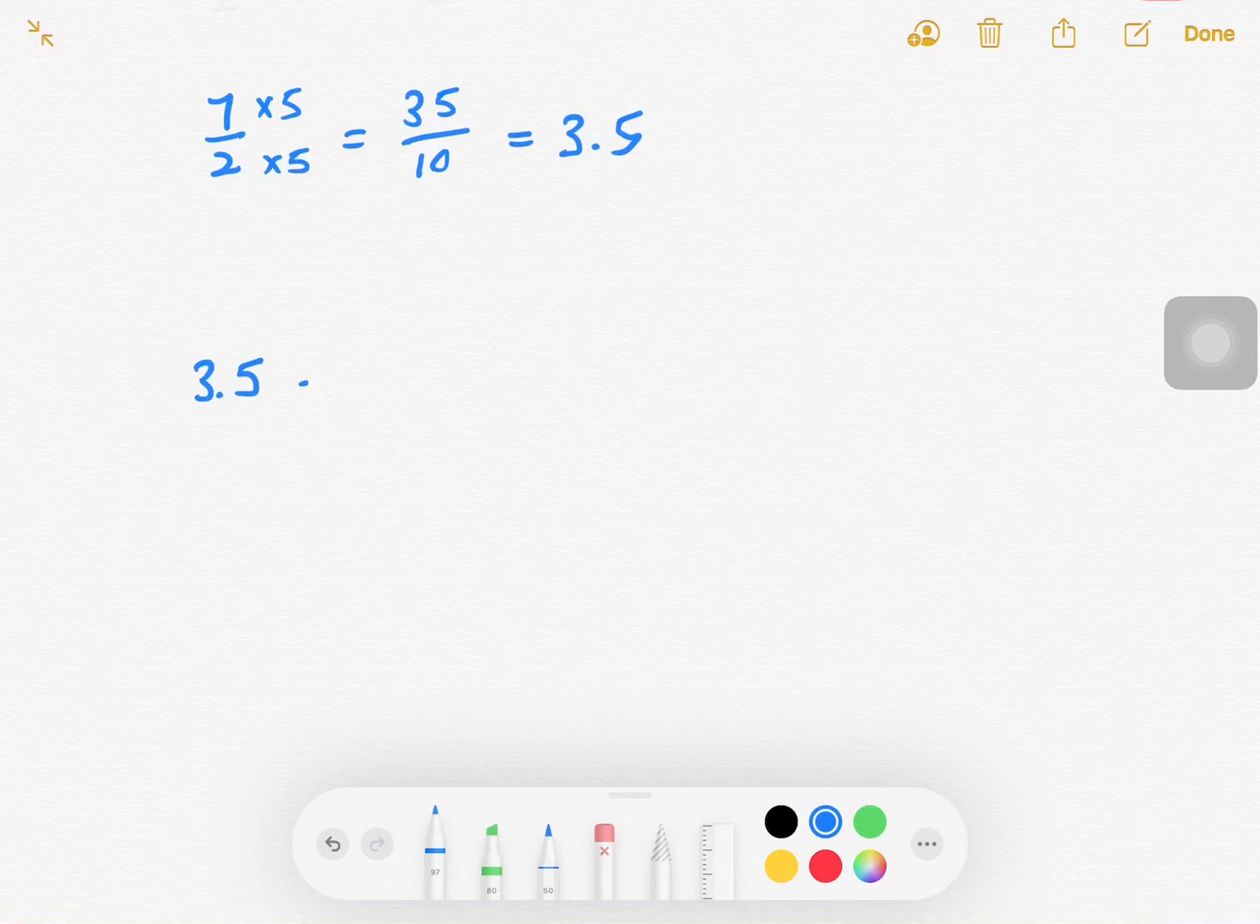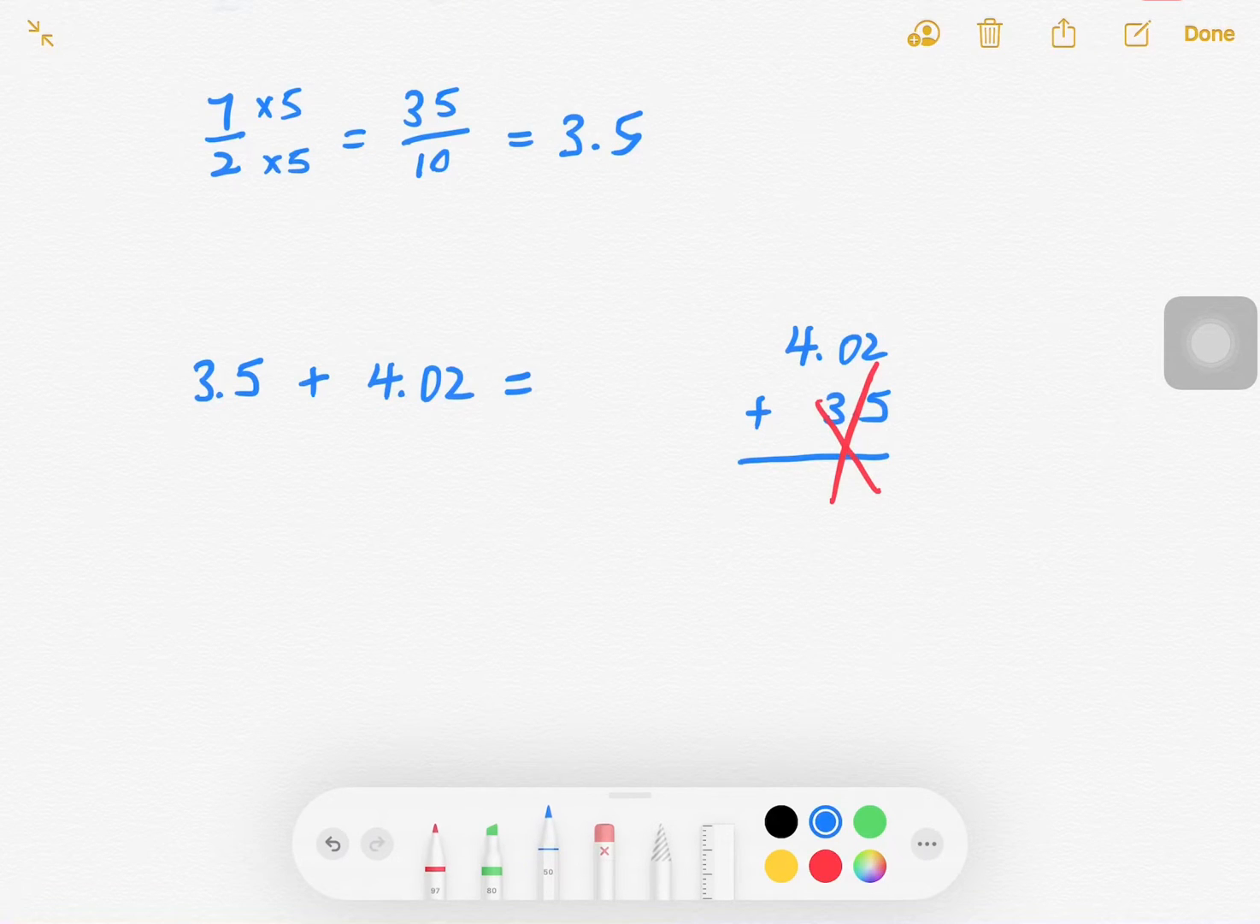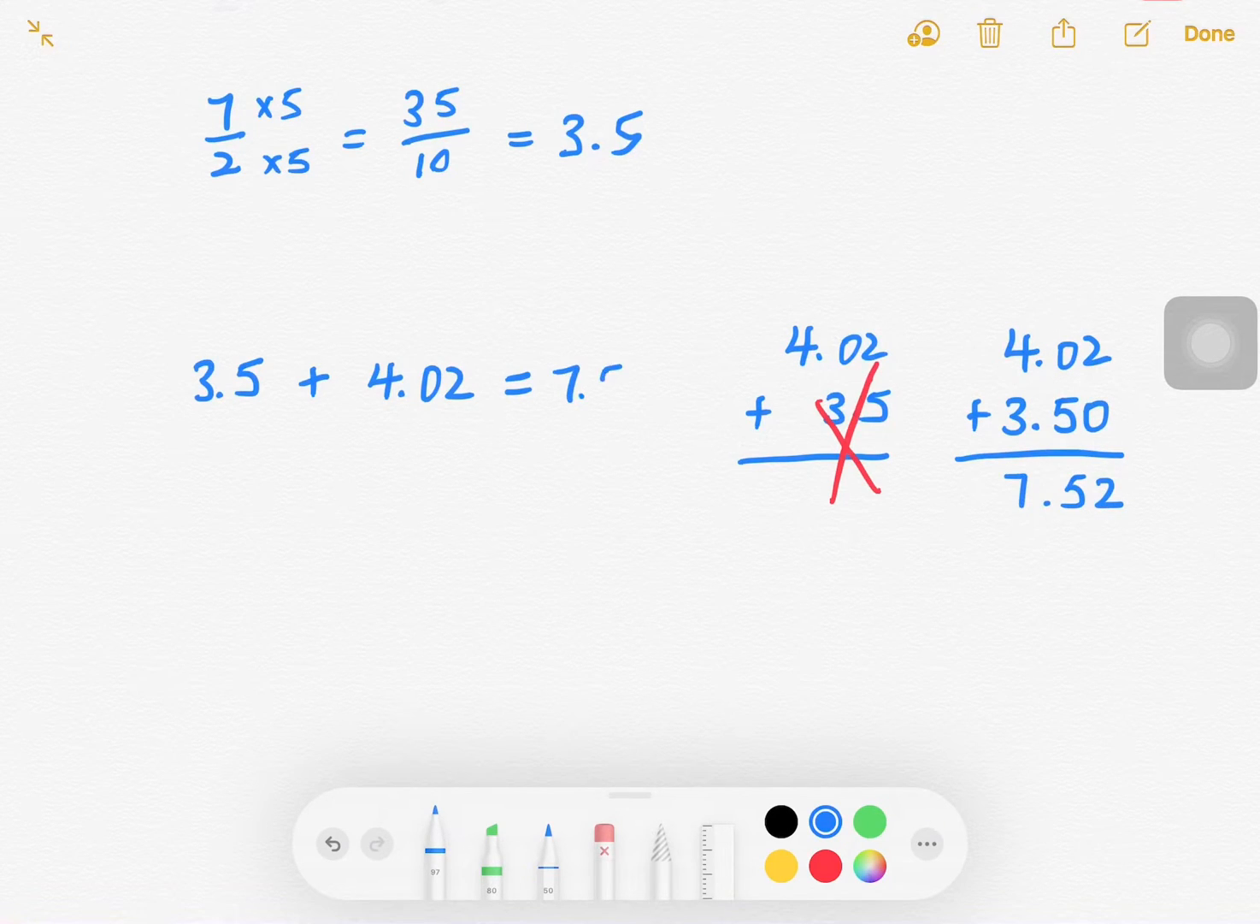3.5. I want to add 4.02. A common mistake, people will add 4.02 plus 3.5 like this, which is wrong, because you need to align your decimal place, so you should have 4.02. Place them in the correct place value. I should get this, and my answer is 7.52.